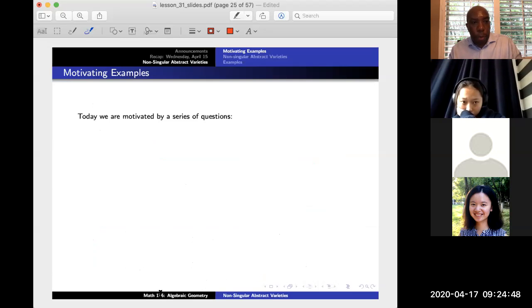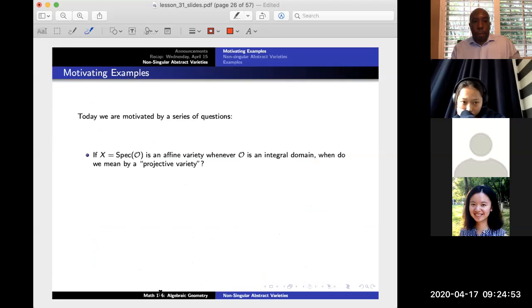So here are a few questions that are going to motivate what we're trying to do today. Number one, we know that if we start with an integral domain O, then spec of O is an abstract variety. It's really what we're calling an affine variety. Remember, really M spec is what we want, but we can just say more generally, look at spec of O. So we've defined an affine variety, but what do we mean by a projective variety? So far, we haven't touched at all what that means.